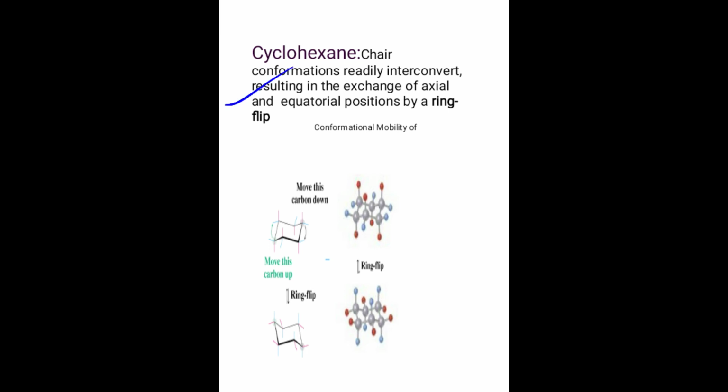The chair conformation can be interconverted, resulting in the exchange of axial and equatorial positions by a ring flip. So ही रिंग तुम्ही बघितलेली आहे, ह्या रिंग मध्ये कार्बन आहे, चेक करा. Move this carbon down, हे कार्बन आहेत ते डाऊन करतात, रिंग फ्लिप होते, कार्बनची पोझिशन आहे ती चेंज होते. सो ही पोझिशन चेंज झाली तर ॲक्सियलचे कार्बन हायड्रोजन इक्वेटोरियलला येतात, इक्वेटोरियलचे हायड्रोजन आहेत ते ॲक्सियल पोझिशनला येतात.